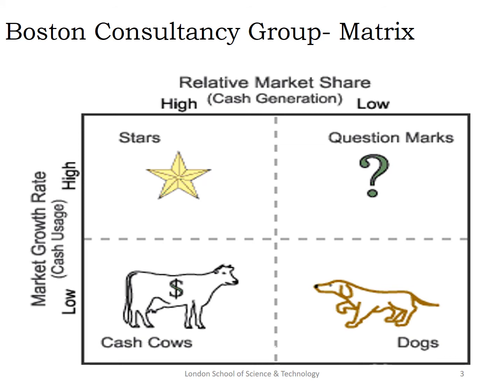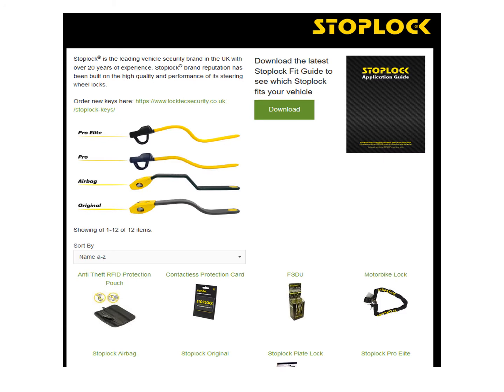So, just as an example, I used to be the marketing manager for Stoplock, and the bottom product, the Stoplock Original, as you can see here, was the first product that I was marketing, and the company was turning over around £4 million, and they wanted to invest more money to market this product. So it had relatively high market growth but low market share. So they wanted to spend money, and they put money into marketing.